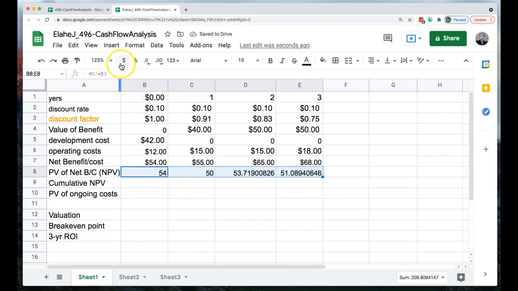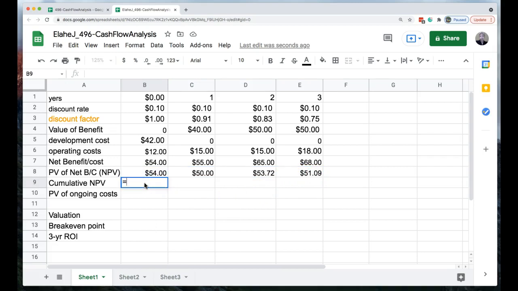So for the subsequent years, you see the numbers are smaller, because when you have 68 as your net value for year 3, it's worth less today. How much worth? It is $51 million only.